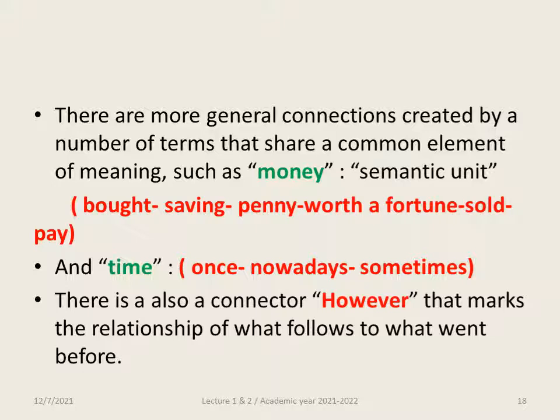We also have other connections that are connected together as for time, like once, nowadays, sometimes. There is also the connector however, that marks the relationship of what follows to what went before. When you use conjunctions and connections such as however, when, since, and that, you are using these to make sense. So this is one way that can make any text a meaningful discourse.